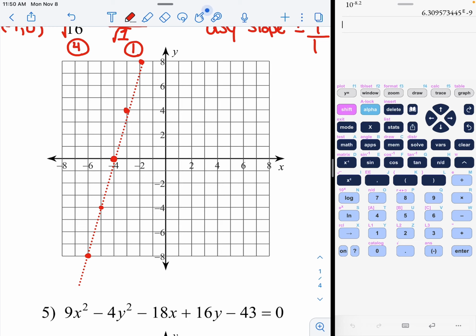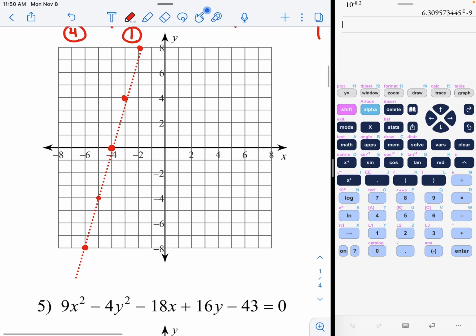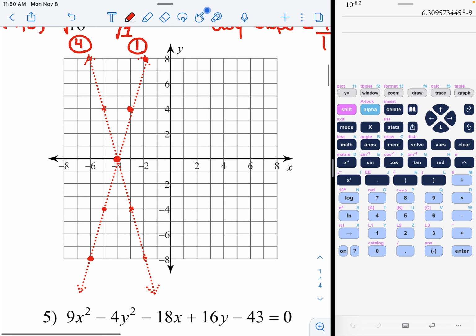I'm going to grab, and now I have to go the other way. So I need to go down 4 to the right 1, up 4, to the left 1. I'm going to connect those ones. Looks kind of silly because I was using broken line, but that's okay. So those are your asymptotes on this particular problem. Remember, asymptotes are lines that the graph approaches but never touches.